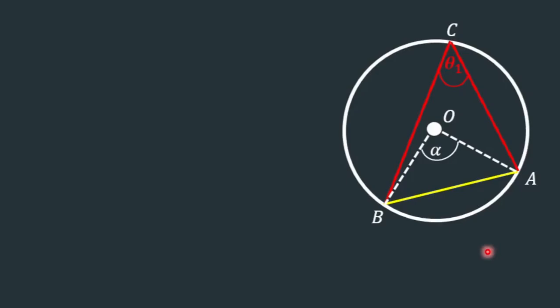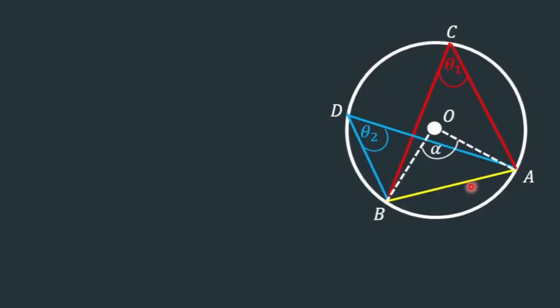I construct another triangle by first taking a point D at the circle, join D to point A, and then D to point B, and denote the angle subtended at point D with theta 2. Now, theta 1 and theta 2 both lie in the major segment of chord AB.